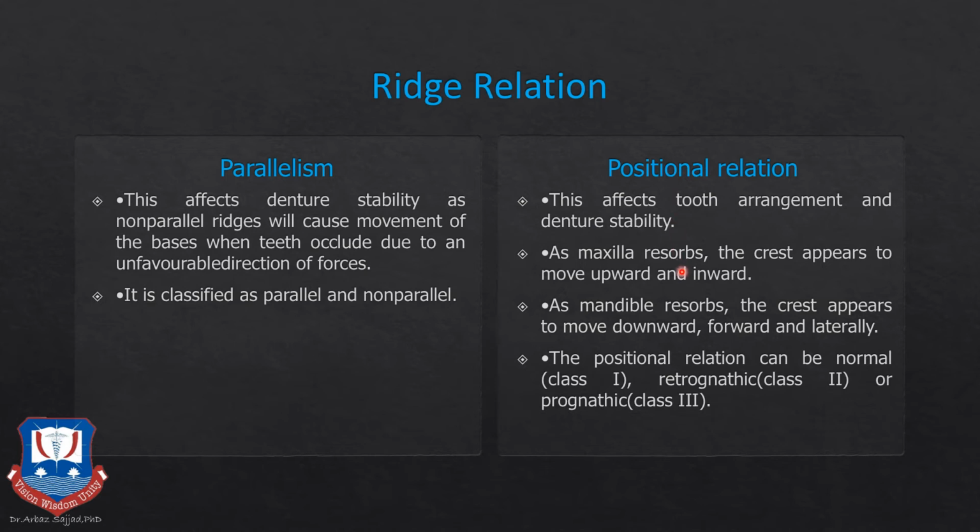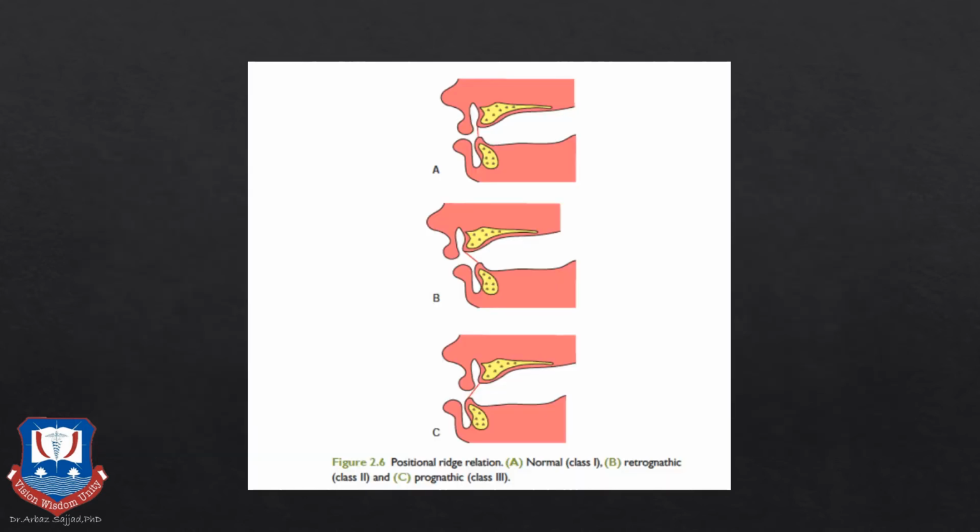As the maxilla resorbs, the maxilla becomes smaller due to the morphology of the maxilla, whereas as the mandible resorbs, the mandible becomes larger in size due to the morphology of the mandible. So this may result in a class 1, a class 2 which is retrognathic, and a class 3 which is prognathic. So this is how the ideal ridge relationship should be.